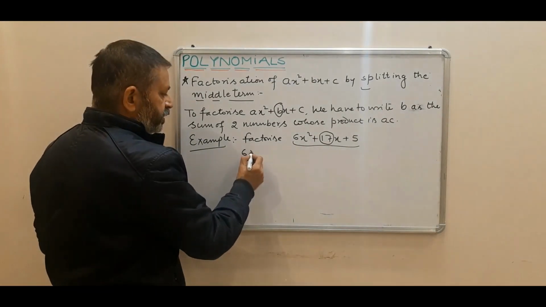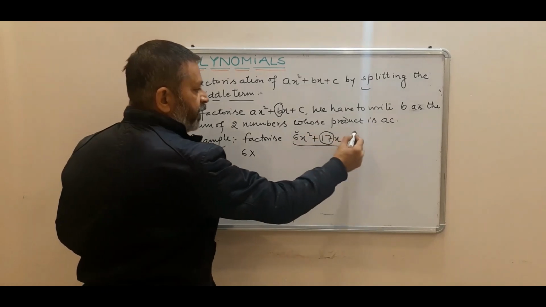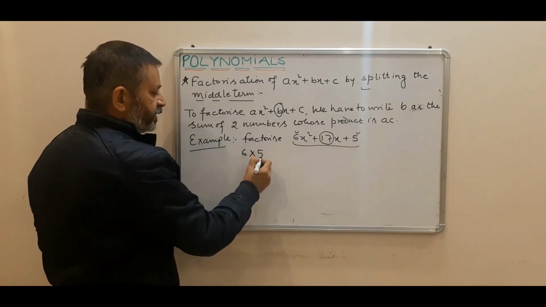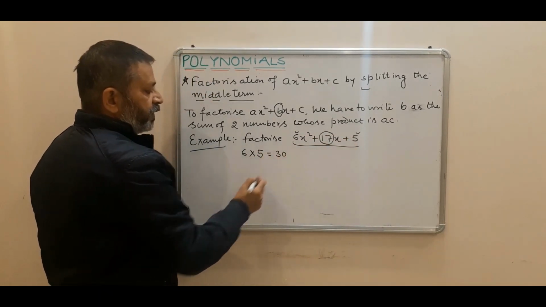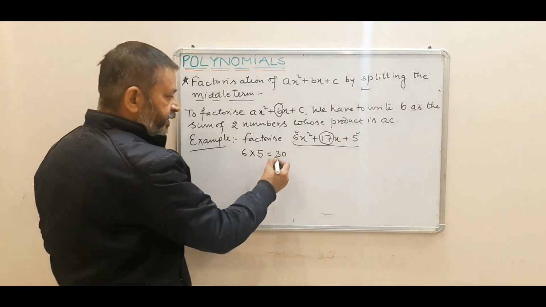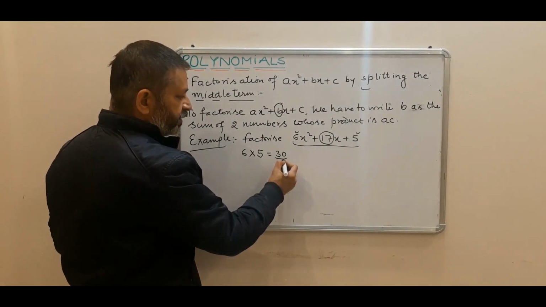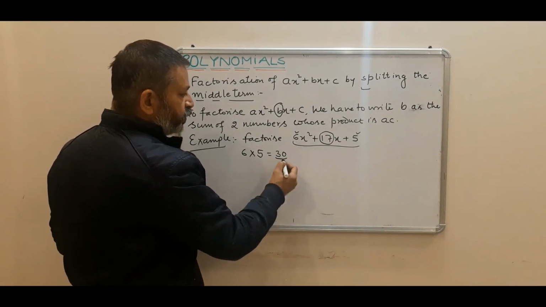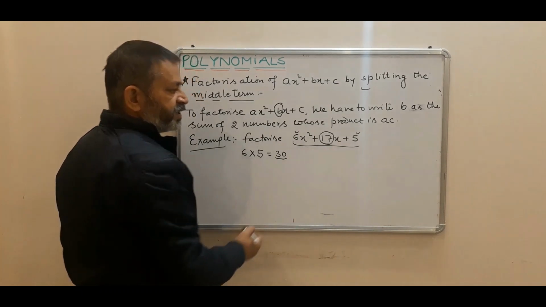How to start? Find the product of 6 into 5. 6 into 5 is 30. Now we'll factorize 30 such that we'll find two factors whose sum is 17.